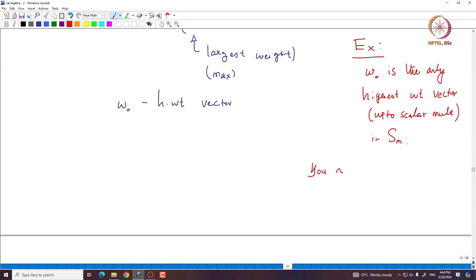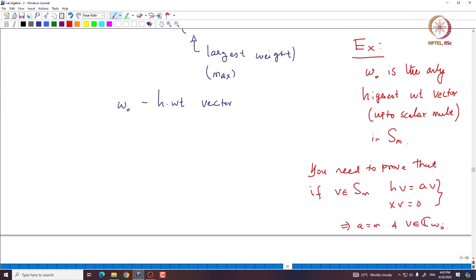Okay. So, what do we need to prove? You need to prove that if v is inside S_m, with hv equal to some a v, and xv equal to 0, then that implies a equals m and v is inside the span of w naught. Okay, this is what one needs to prove, to say that it is the only highest weight vector up to scalar multiple.